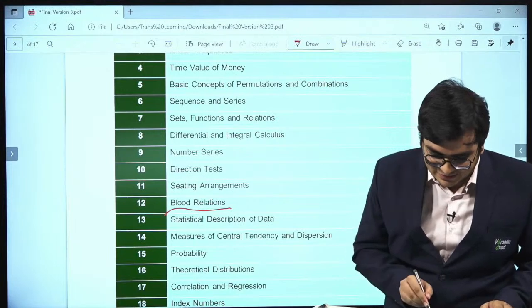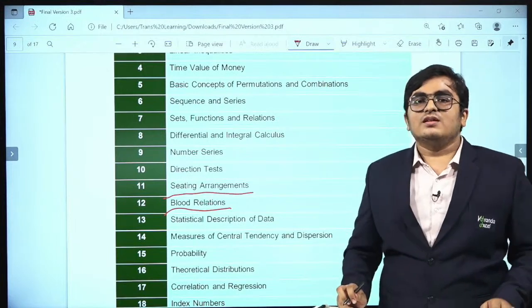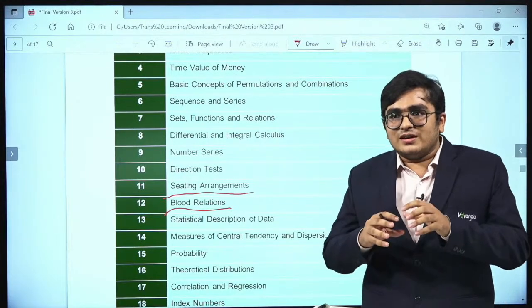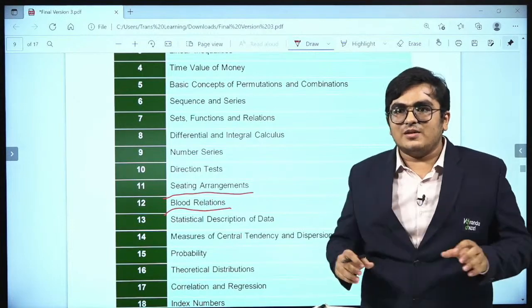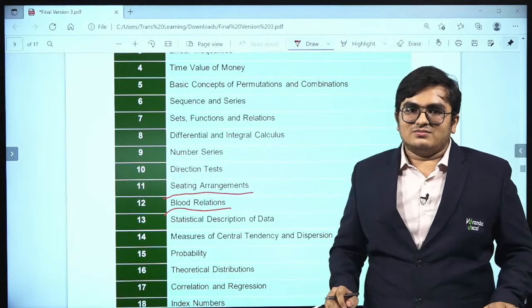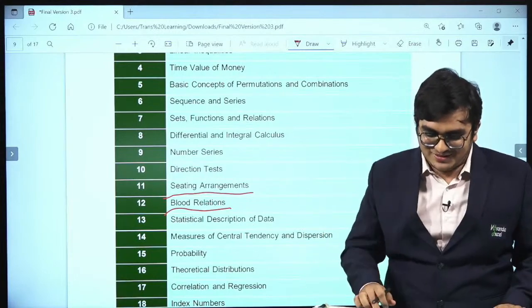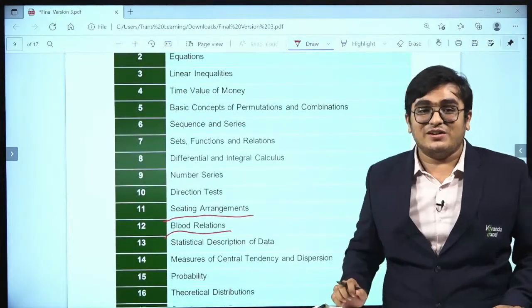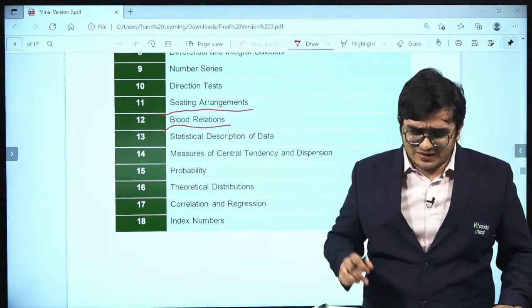And then there is seating arrangement. Here you will see how you can arrange yourself in a particular seating position so that you can sit near your crush. I mean, that's a joke, obviously. Don't take it seriously. Everything is important here. So this will be the case.